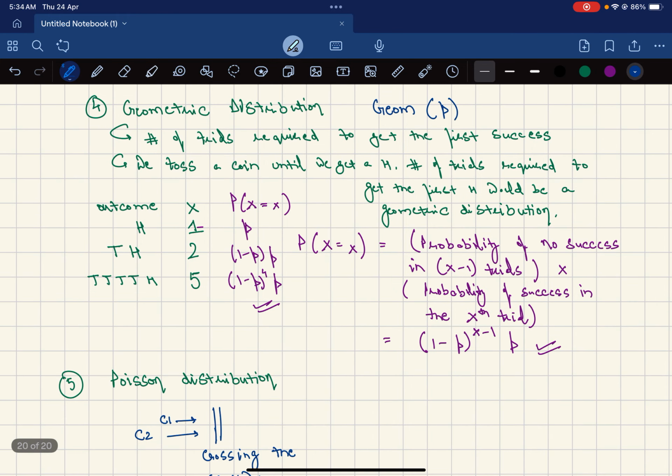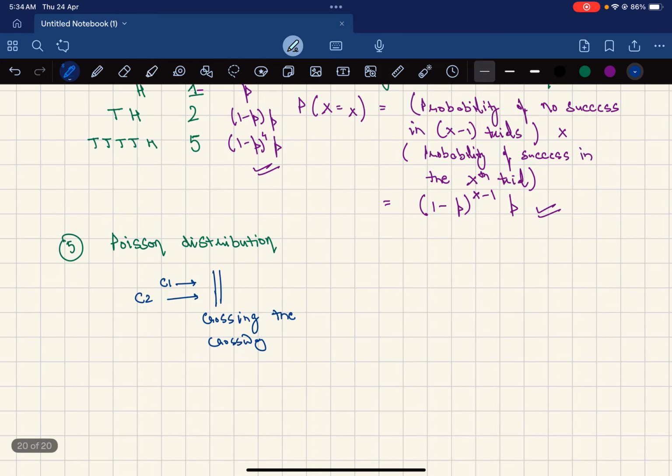And also the difference between geometric and binomial distribution, as you can already see, is that the number of trials required to get the first success is not fixed in geometric distribution, while the total number of trials in case of binomial distribution was fixed. And in binomial distribution, we were looking at the total number of successes in n trials. But here there will be only one success for which we are waiting. And once we get the first success, we stop. So these are the major differences between the two distributions.